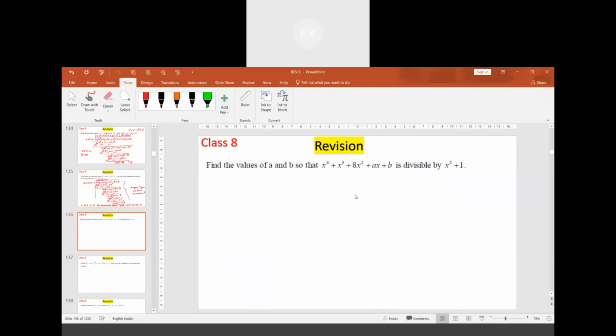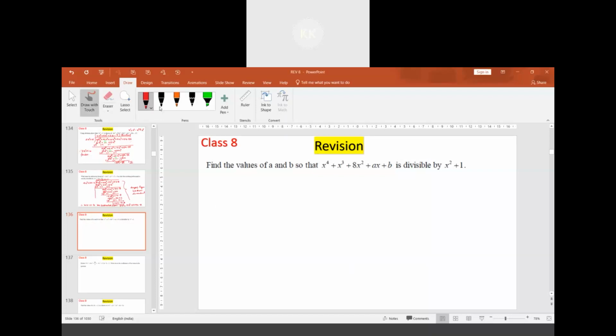What is this question? They have given an expression and it is divisible by x square plus 1. They're asking the values of a and b. The meaning of divisible by some expression is that it is completely divisible. It means that the remainder we obtain will be 0. Here when we continue division, the remainder becomes 0. So let's divide and check it.